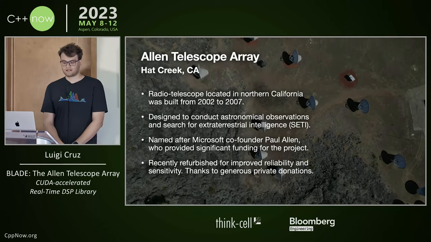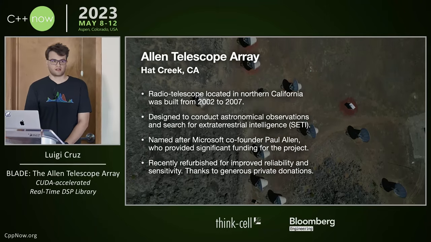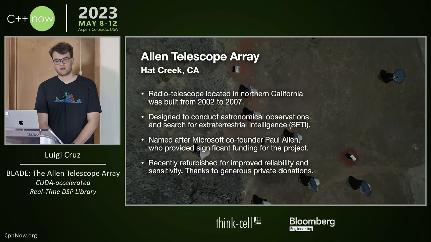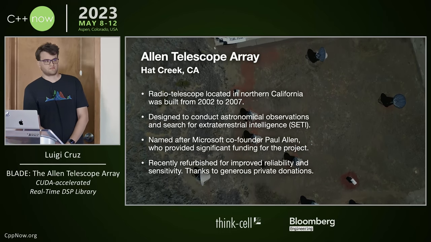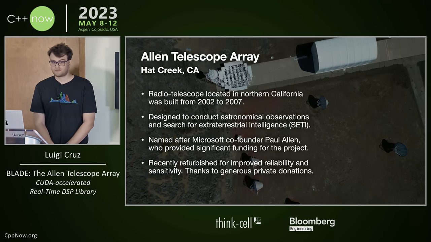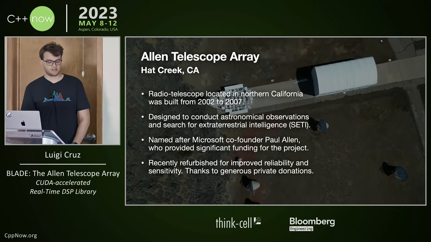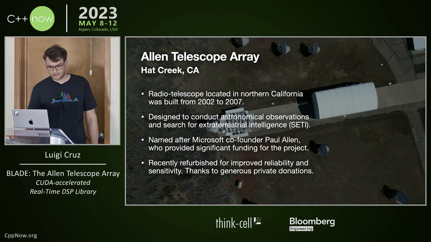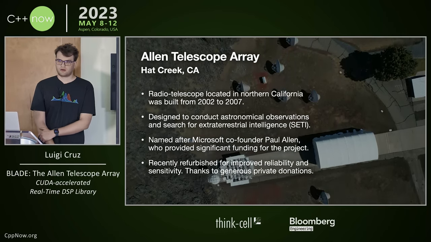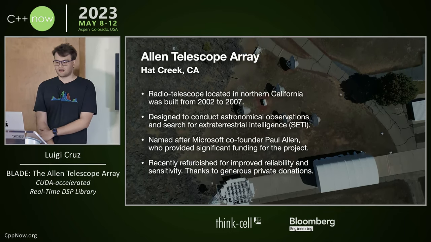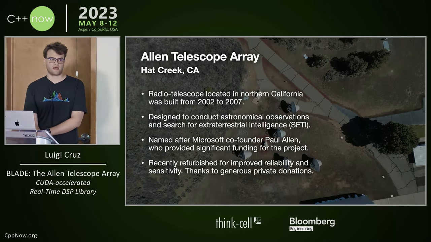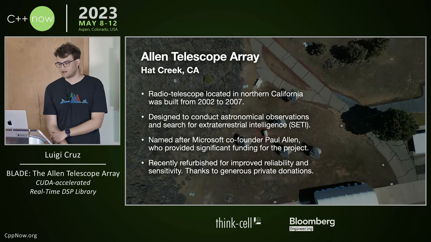So this is the Allen Telescope Array. It is located in Northern California, around 1 hour northeast of Redding. It was built originally from 2002 to 2007 with two purposes in mind. The first one is to conduct astronomical observations, like every other radio telescope in the world, and also search for extraterrestrial intelligence, looking for narrowband signals transmitted by other entities.